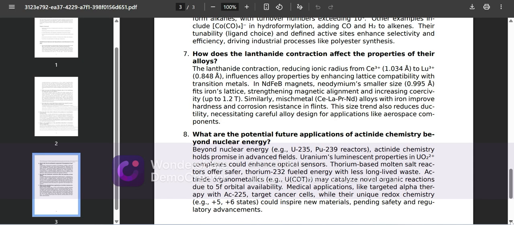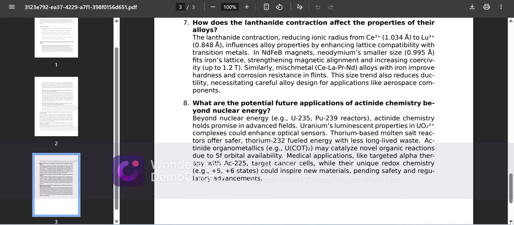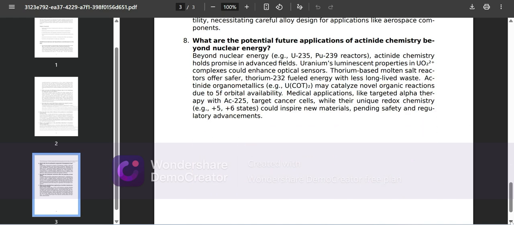These size trends also reduce ductility, necessitating careful alloy design for applications like aerospace components.